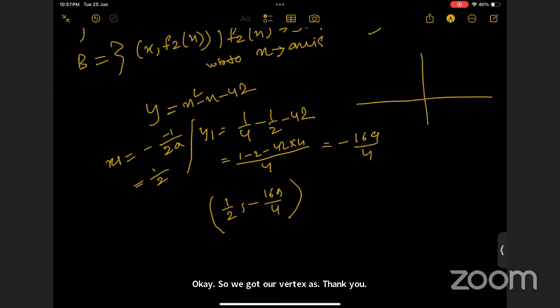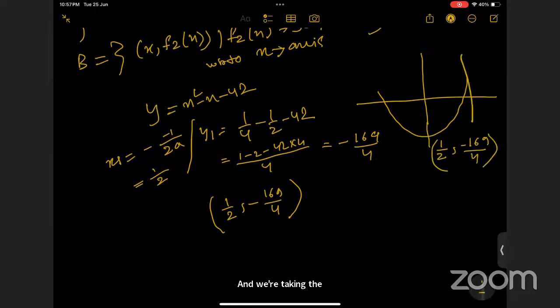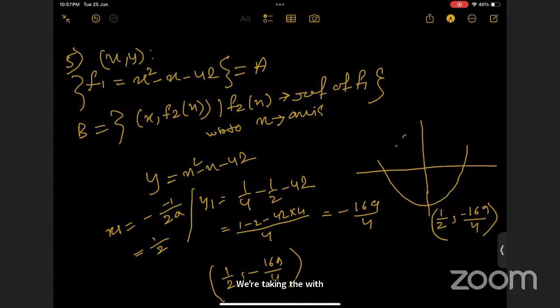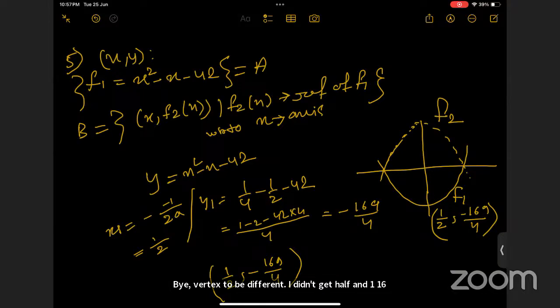So we got our vertex as half and minus 169 by 4. We can draw the parabola something like that. It will be the same as the problem we already solved earlier. We are taking the reflection with respect to the x-axis. So this is our f1, and f2 will be the reflected parabola. Ma'am, I got the vertex to be different. I didn't get half and 169 by 4. Okay, so what is the value? I got y to be minus 42. Okay, let me calculate this.